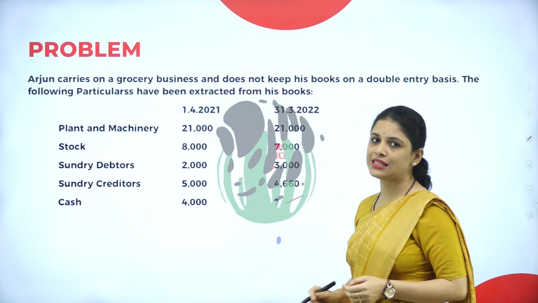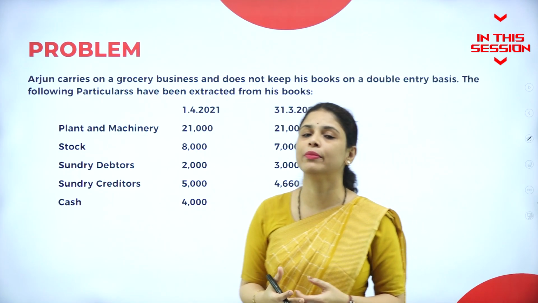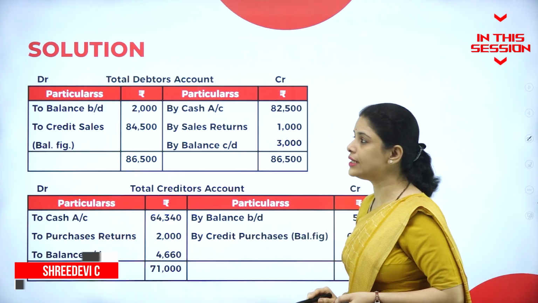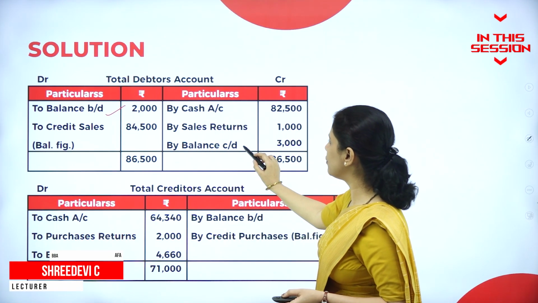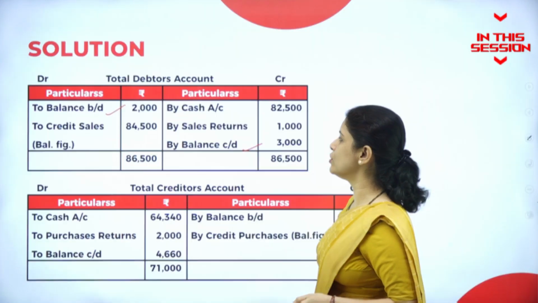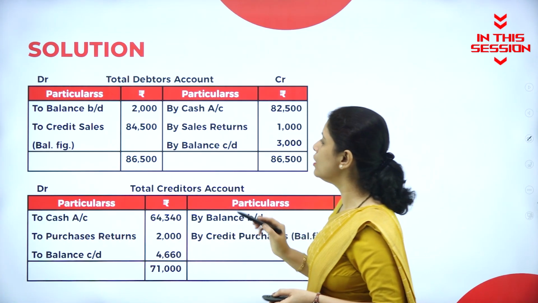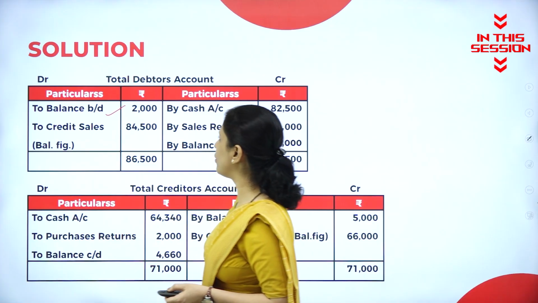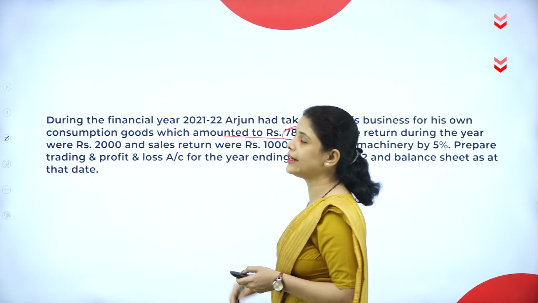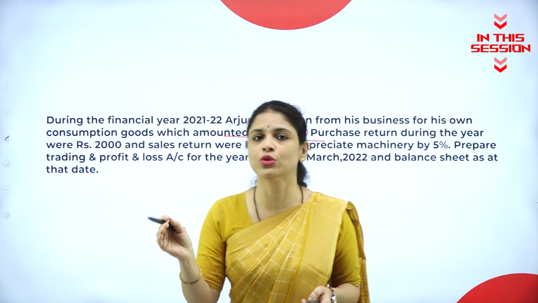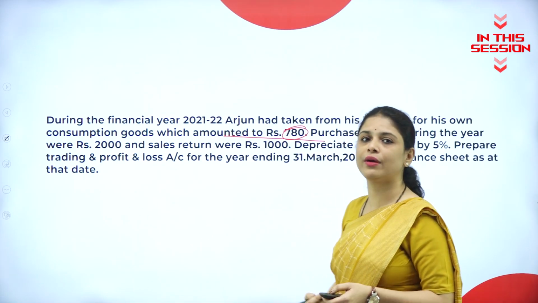Cash closing balance is not given, so we have to find out by opening the cash book. How to prepare the total debtors account? First we have to write to balance brought down, and later we have to write by balance carried on. The goods are taken for personal use. Even though it is a drawing, that will be reduced from the goods.